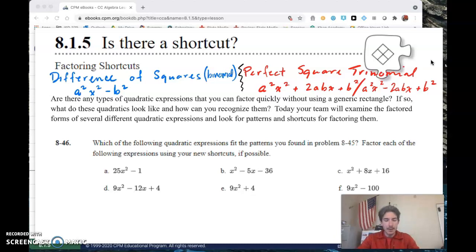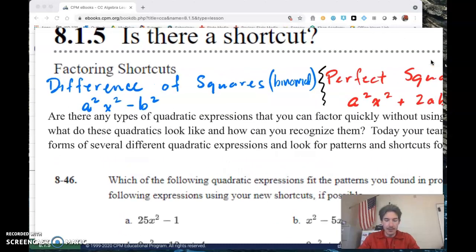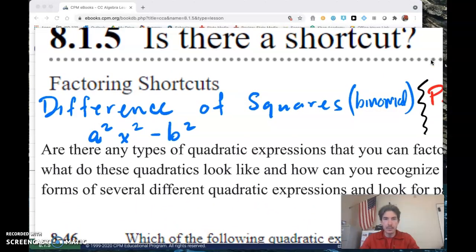But first and foremost, we've got to know what kind of pattern we're looking for. And there's two that we really identify here. The first is what we call a difference of squares pattern. And I'm going to draw your attention to the fact that this is a binomial. And that means that our quadratic in this case is going to have two terms.